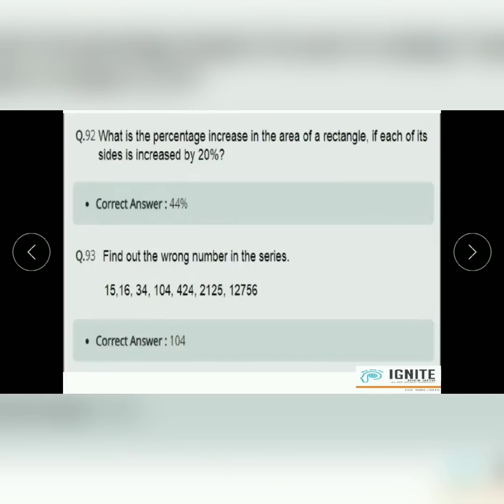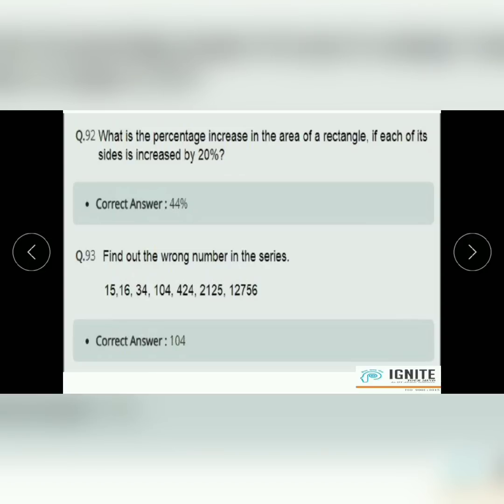Okay. Next question. What is the percentage increase in the area of a rectangle if each of its sides is increased by 20%? We already discussed in the topic percentage how to find the net effect. When a side is increased by x percentage and then by y percentage, net effect equals x plus y plus xy by 100%.